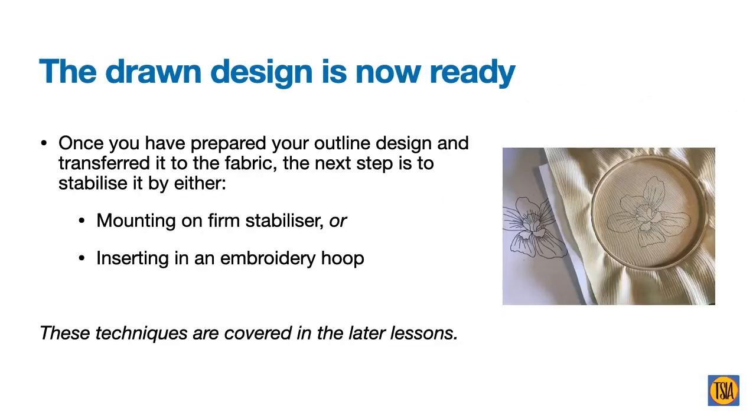Now your drawn design is ready. Once the outline design is prepared and transferred to the fabric, the next step is to stabilise it by either mounting on firm stabiliser or inserting in an embroidery hoop. Both of these techniques are covered in later lessons.